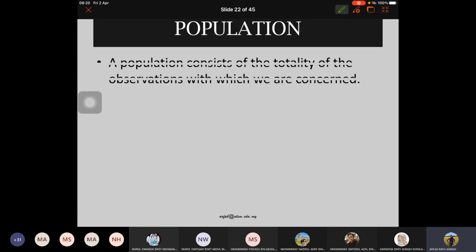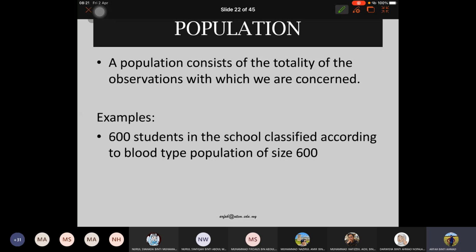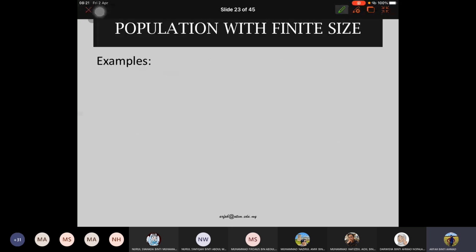Okay. So what is population? I already told you in the first chapter. Population consists of the totality of the observation with which we are concerned. And for example, kita ada 600 students in the school classified according to the blood type for the population of size 600. So the whole student in this school are involved in the study. Then kita consider dia punya data adalah data populasi. And ada dua jenis population. Kita ada finite population and also another one infinite population.